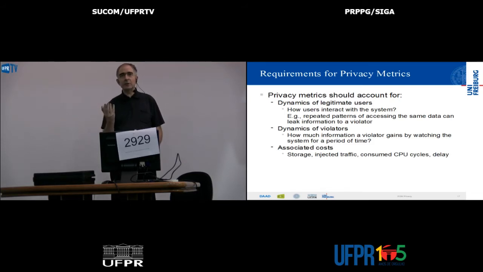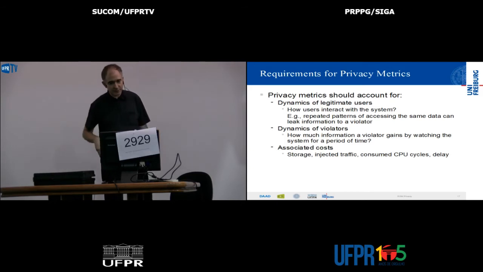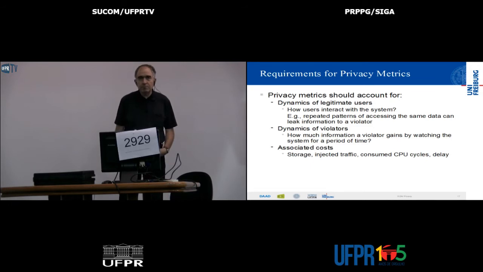So what can be derived from certain behavior patterns? How much information is leaked per violator by monitoring the system?